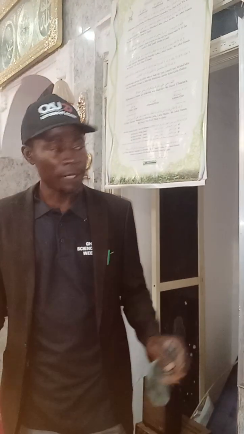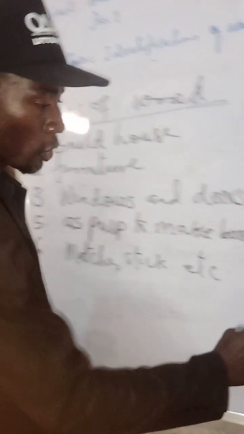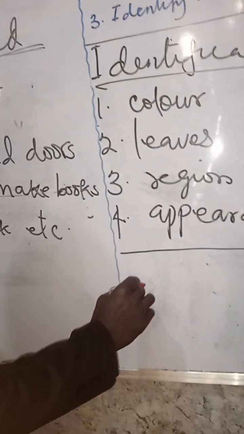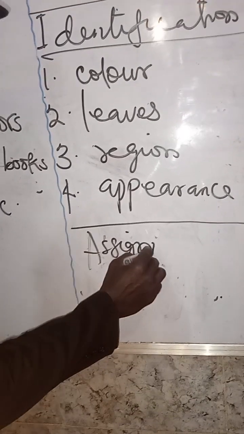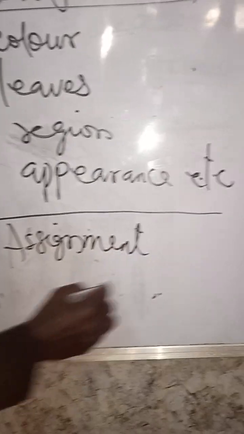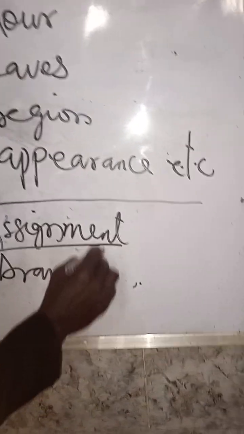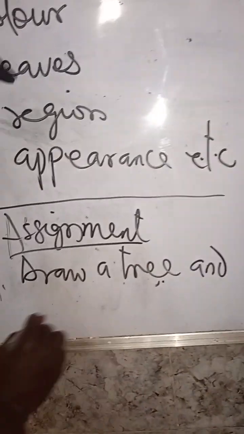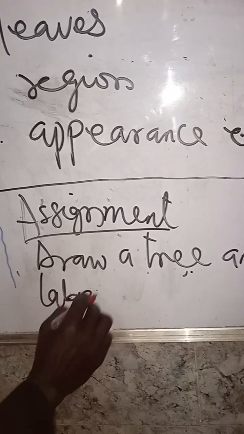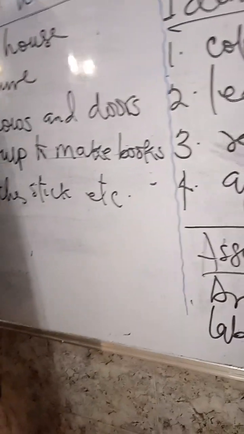Is that okay? Yes. If it is okay, in your next class, your assignment is to draw a tree and label it. Is that okay, class? Yes. Thank you.